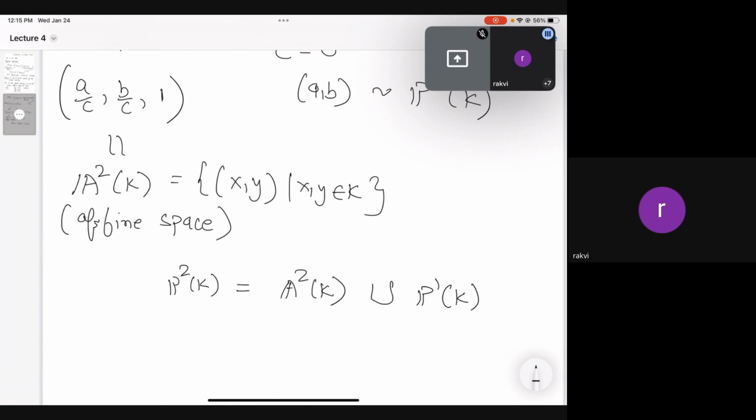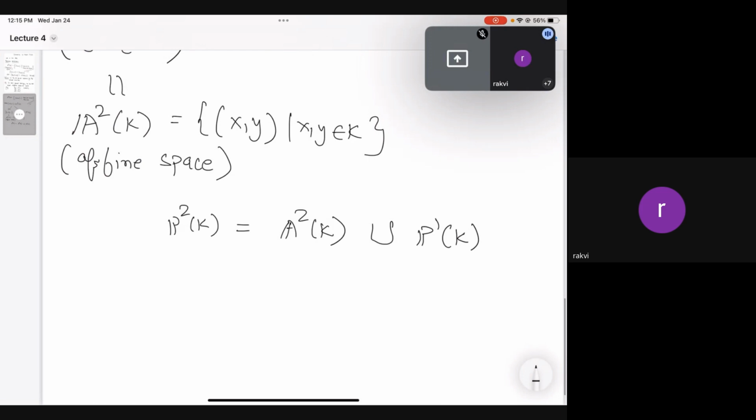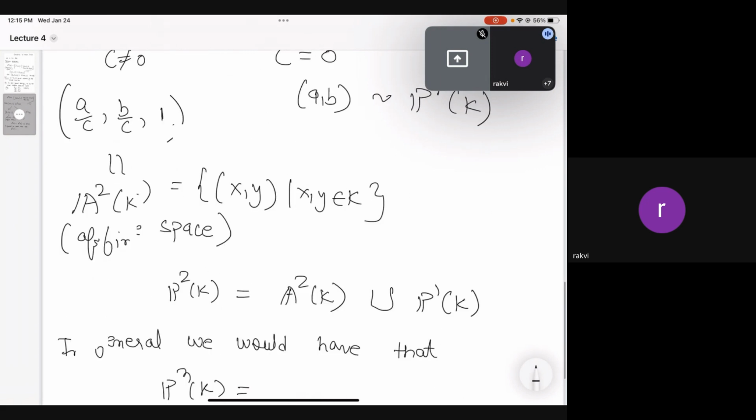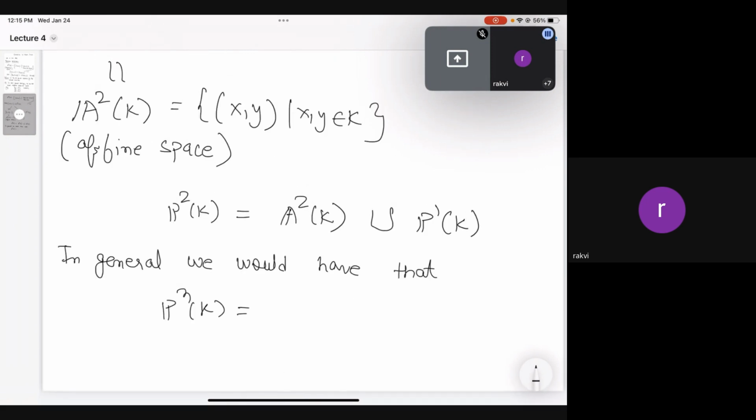And there is nothing special about 2 here. In general, if we take Pn of K, by the same sort of argument that we just did, instead of 3, we would do that for n plus 1. So we would have that it's a union of an affine copy and then a copy of Pn minus 1 sitting there.